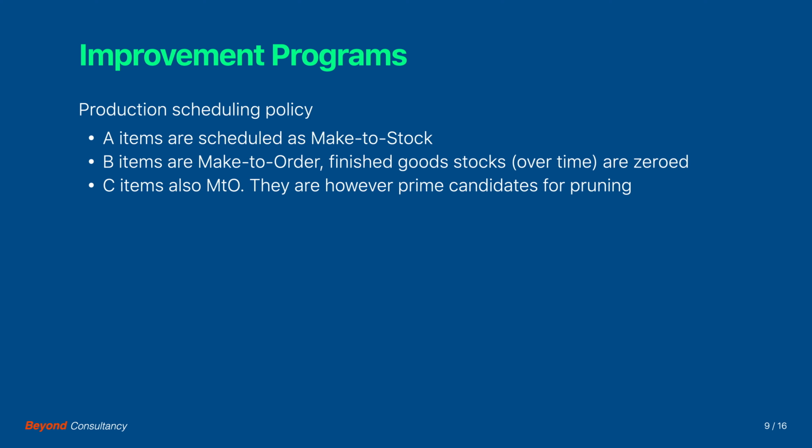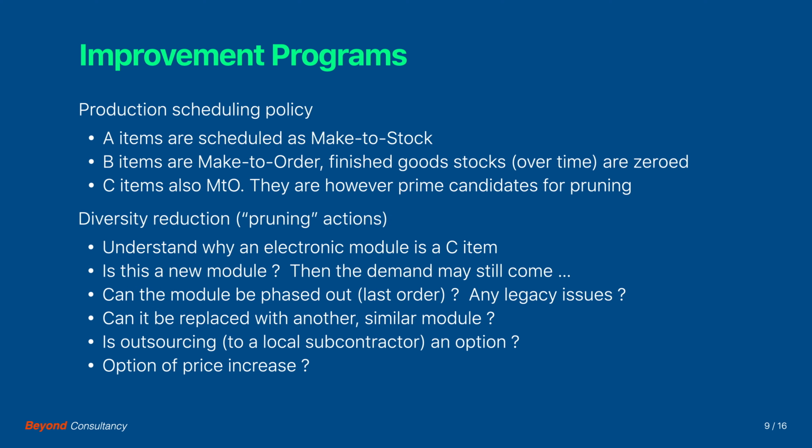All B items are scheduled as make to order. Their current finished goods stocks are gradually brought down to zero. The C items also move to make to order. However, they become prime candidates for pruning. We need to understand why an electronic module is a C item.